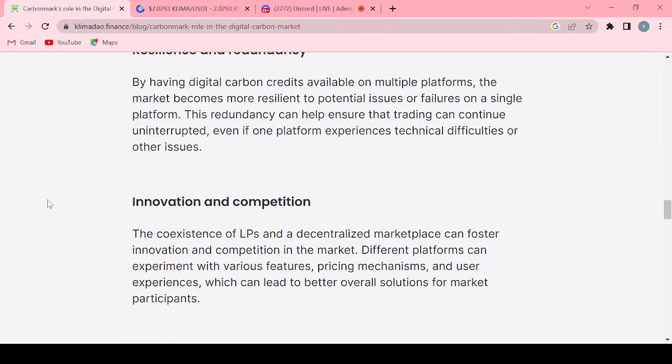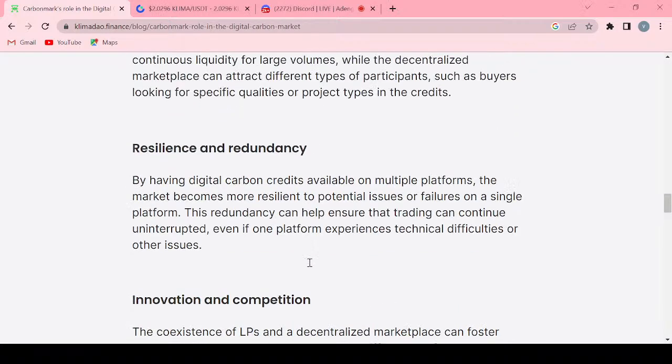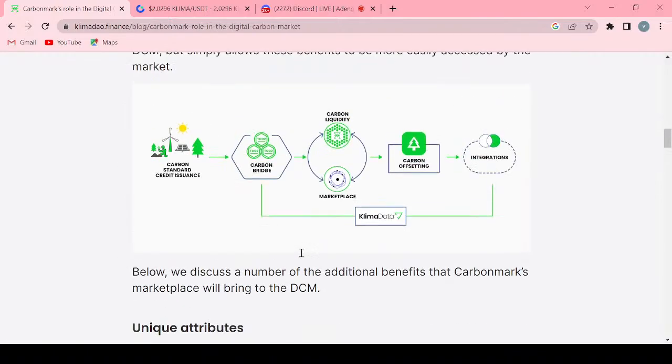So, what is the innovation and competition in the carbon mark? The coexistence of the liquidity pool and the decentralized marketplace can foster innovation and competition in the market. Different platforms can experiment with various features, pricing mechanisms, and user experience, which can lead to better overall solutions for the market participants. So, these are the things included in the Klima project, and this is the carbon mark's role.